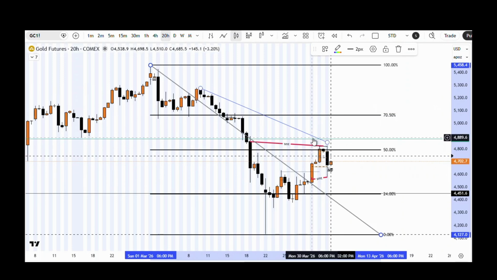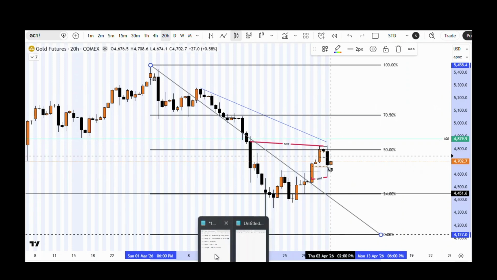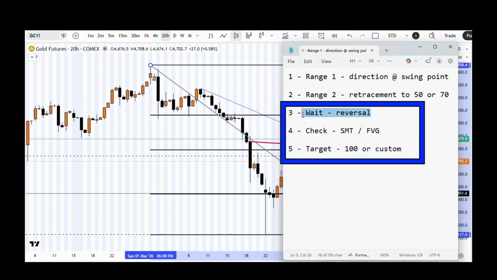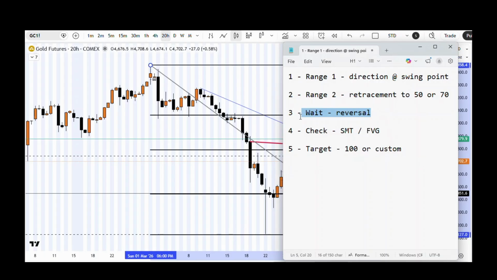So what are you looking for here? I mentioned in my videos, the first is you're looking for a reversal. The reversal is just a mini two-step. It's the same thing, but just on a lower time frame.